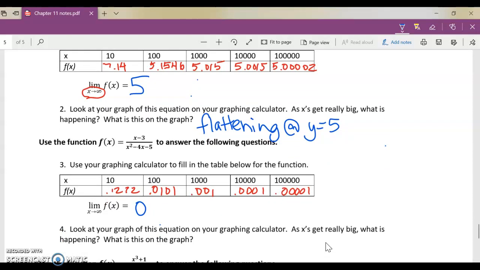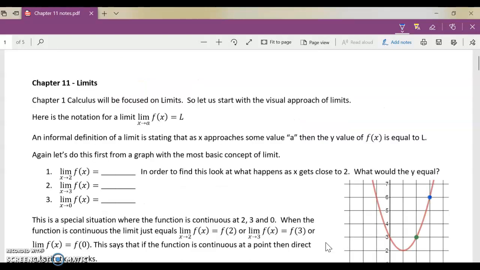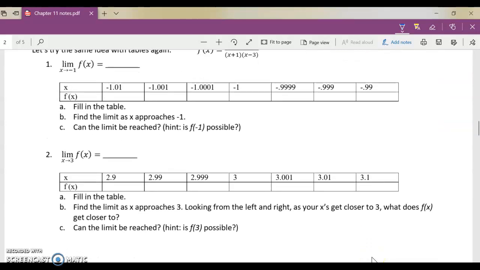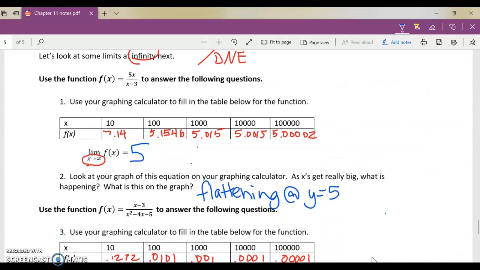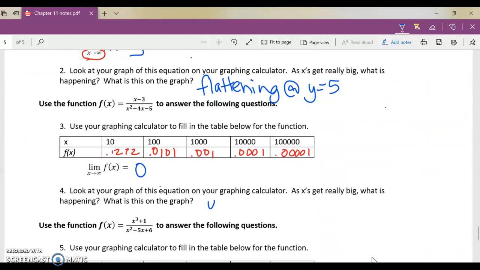Again, we looked at the graph. Our graph flattened out at y equals, whoops, sorry. Hold on, I just lost my stylus here. It quit working. So our graph flattened out at y equals 0.